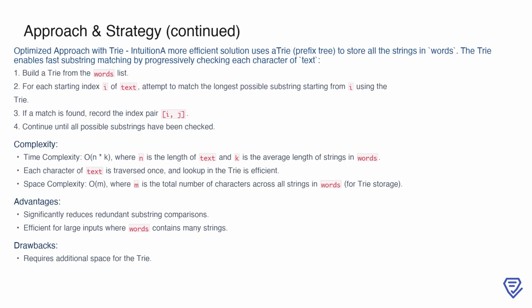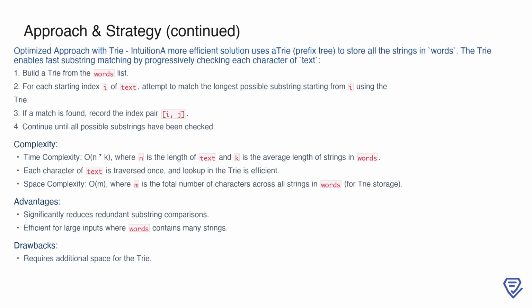A more efficient solution involves using a trie, also known as a prefix tree. By storing all the strings from the words list in a trie, we can perform faster substring checks. The process begins by constructing the trie, which organizes the words in a hierarchical manner based on their shared prefixes. Once the trie is built, we iterate through each starting index of the string text and attempt to match the longest possible substring beginning at that index. The trie allows us to progressively check each character, stopping as soon as no further matches are possible. If a match is found, we record the corresponding index pair.